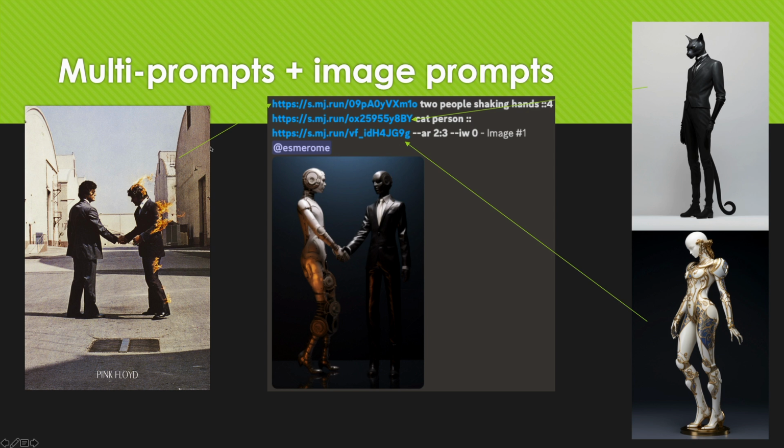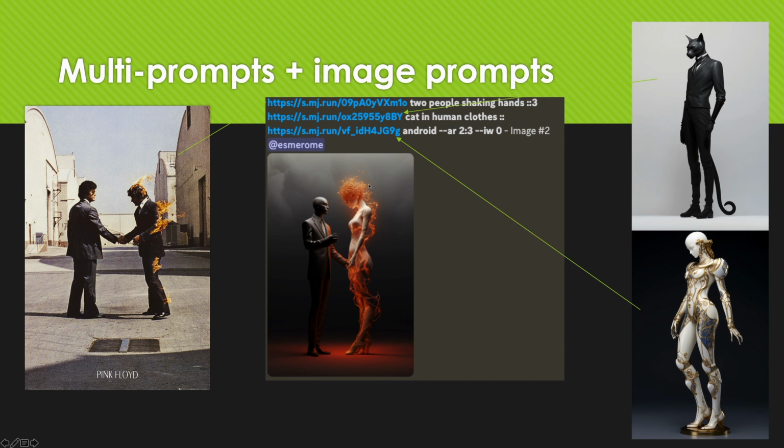the Pink Floyd album. And then we've got a cat person here. We've got a reference image of a cat person and a reference image of an android. And the result is, it's okay. I think it's good. You could just add cat ears to this guy in Photoshop. And then we've got this image, which I kind of like, even though it's not what we're looking for, where we've got this woman on fire. But this shows you how you can use multi-prompts and image prompts to get an image.